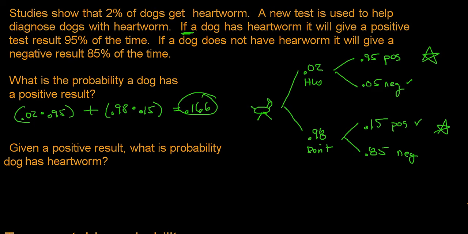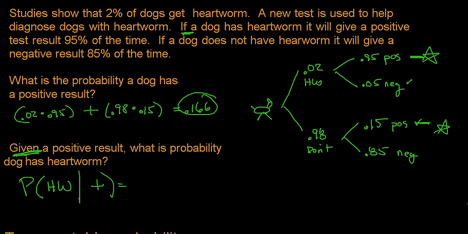All right, another question that's very common is this. Given a positive result, what is the probability the dog has heartworm? Now, this is an important question because notice you could get a positive result and not have heartworm, or you could get a positive result and have heartworm. So we're saying, all right, given, this is conditional. Given that you have a positive result, what's the probability that you have heartworm? So I'm trying to find the probability that a dog has heartworm given a positive test result.